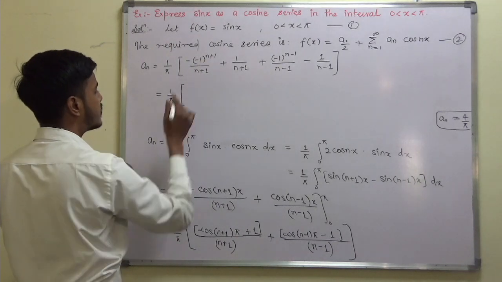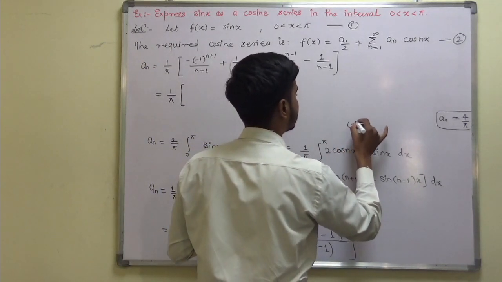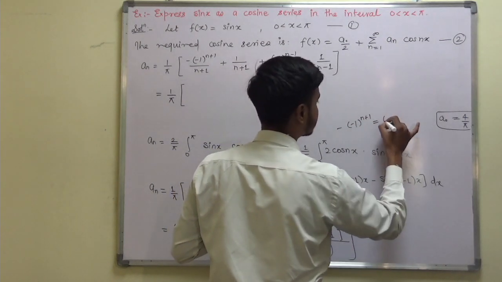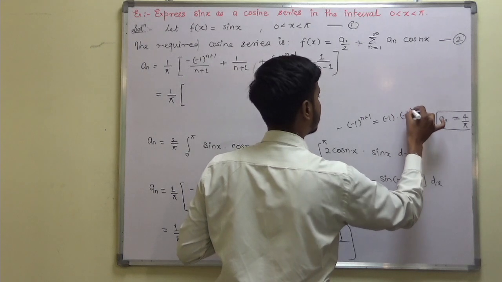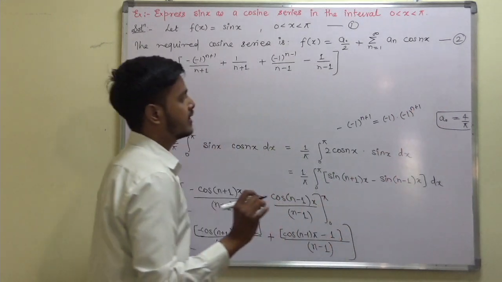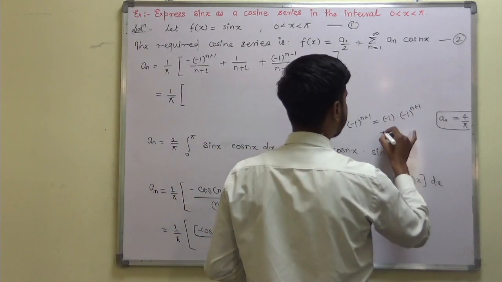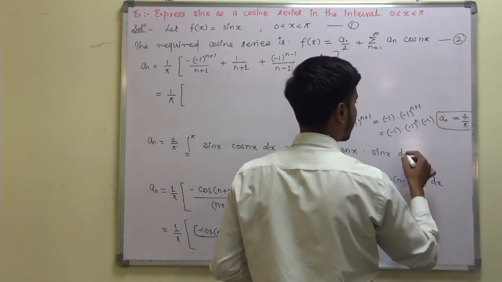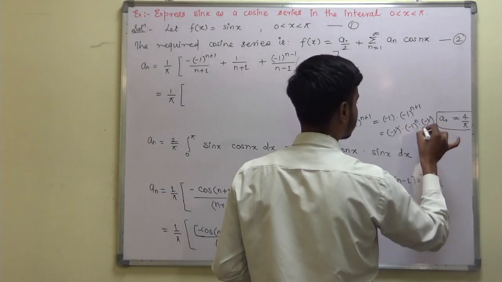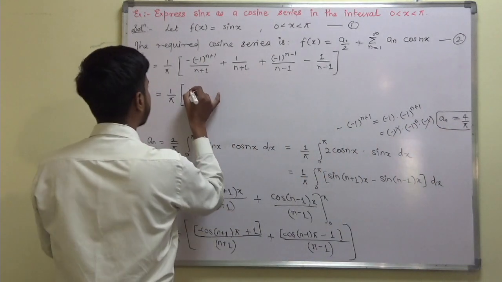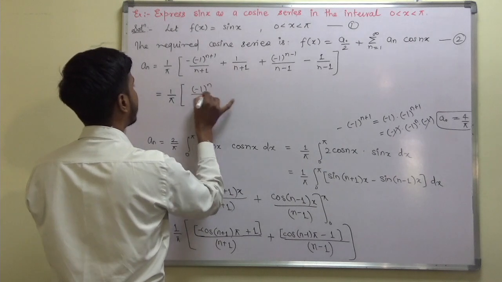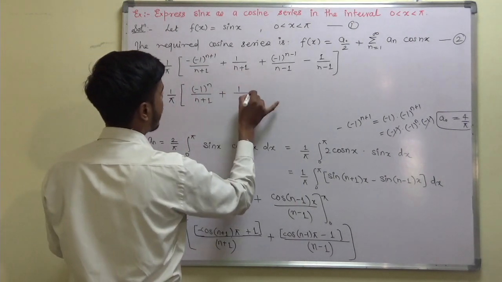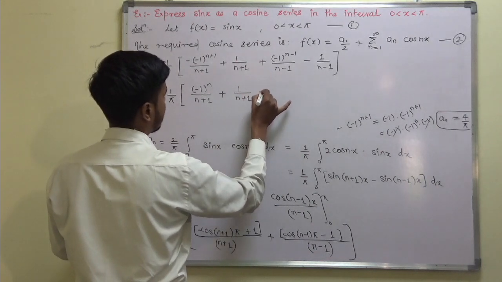This minus 1 to the power n plus 1 can be written as this minus 1 into minus 1 to the power n plus 1. So I can write this one as minus 1, minus 1 to the power n, minus 1. By law of indices, this minus minus is plus 1. So this is minus 1 to the power n upon n plus 1 plus 1 upon n plus 1.